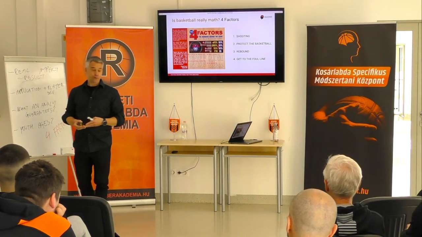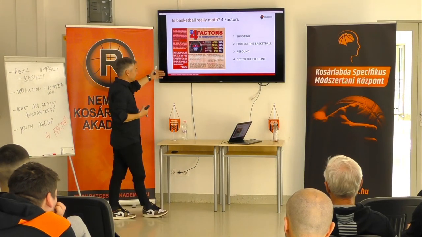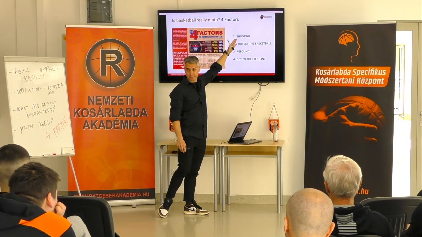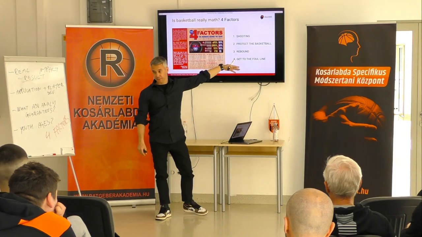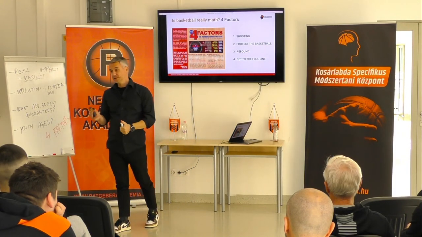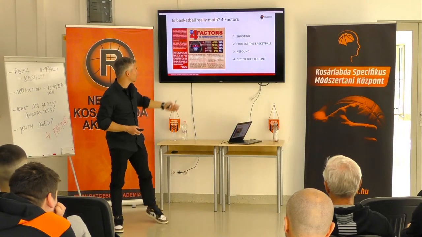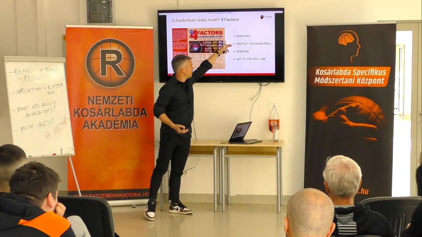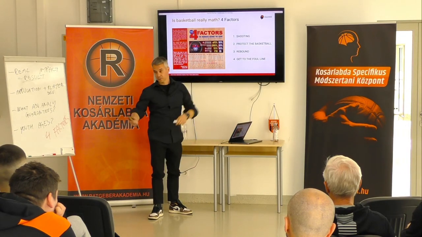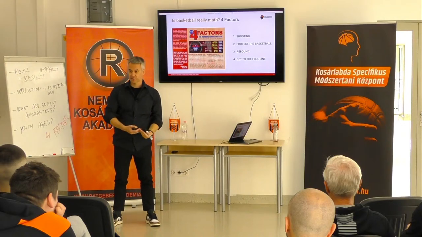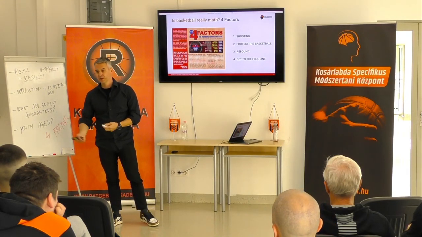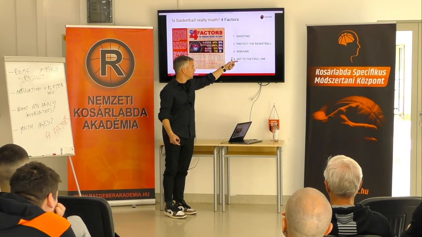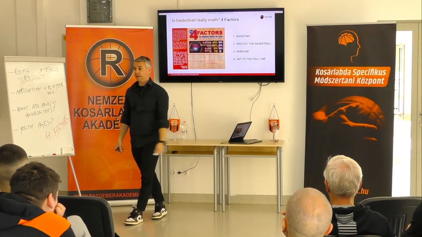Basically, the four factors that he established talk about four parts of the game. Shooting: he calculated effective field goal percentage. Protecting the basketball, so this is the turnover rate. This is how well you shoot, how you protect the ball, or how you force the opposing team into turnovers. So on defense, how good are you at creating turnovers? How you rebound, on defense and offense, and do you get to the foul line?